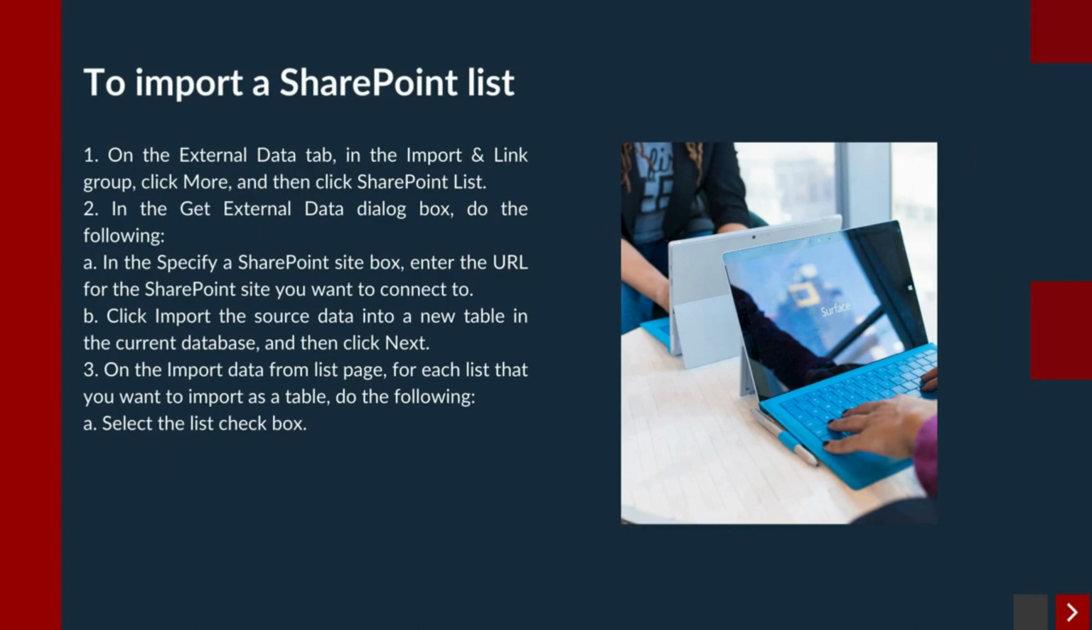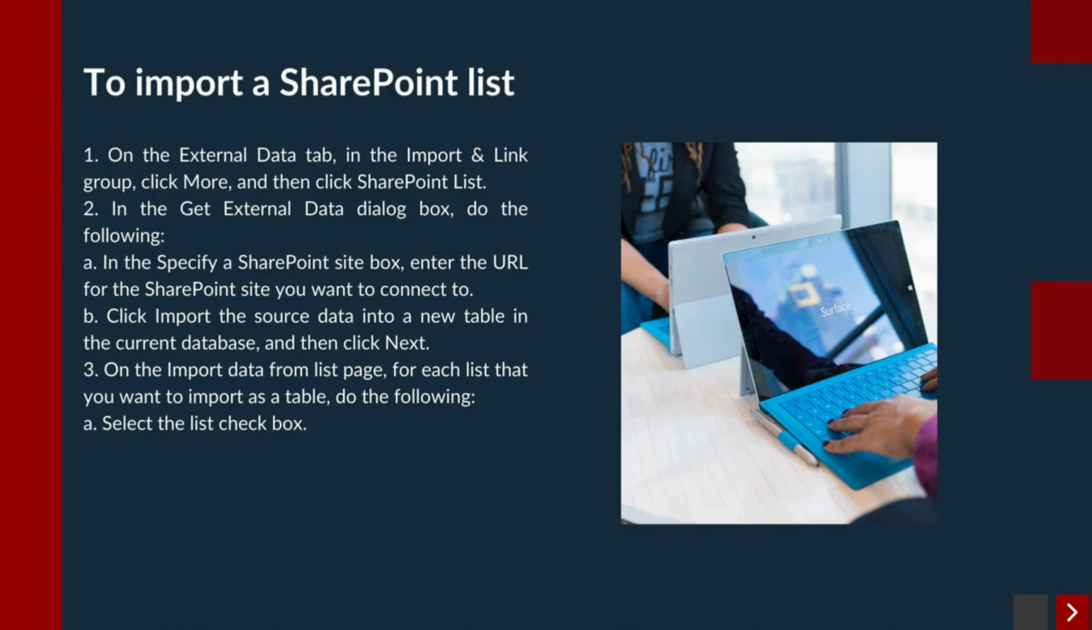1. On the External Data tab, in the Import and Link group, click More, and then click SharePoint list. 2. In the Get External Data dialog box, do the following. A. In the Specify a SharePoint site box, enter the URL for the SharePoint site you want to connect to. B. Click Import the source data into a new table in the current database, and then click Next.